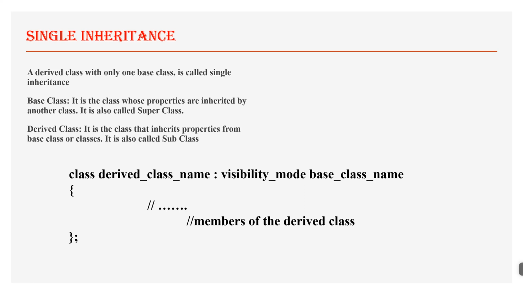Now, how are you going to define a derived class? How are you going to define a base class? Let us look into it. See, there is no change in defining a base class. Okay? There is no change in defining a base class. But when you are defining a derived class, you have to use class, name of the class, colon, visibility mode with the base class.